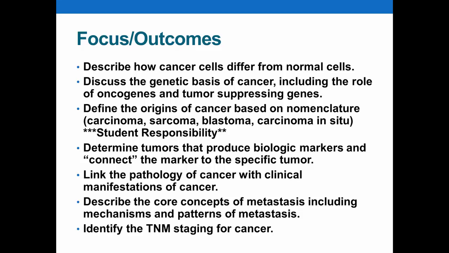We know that the pathology of cancer can produce manifestations, symptoms, and so we'll look at some very general manifestations of cancers and then also take a look at the core concepts of metastasis as well as some mechanisms and patterns, and then also staging of cancers using the tumor nodes metastasis staging system. The very last thing we'll talk about are a few things to remember when we think about different age groups and the development of cancer.